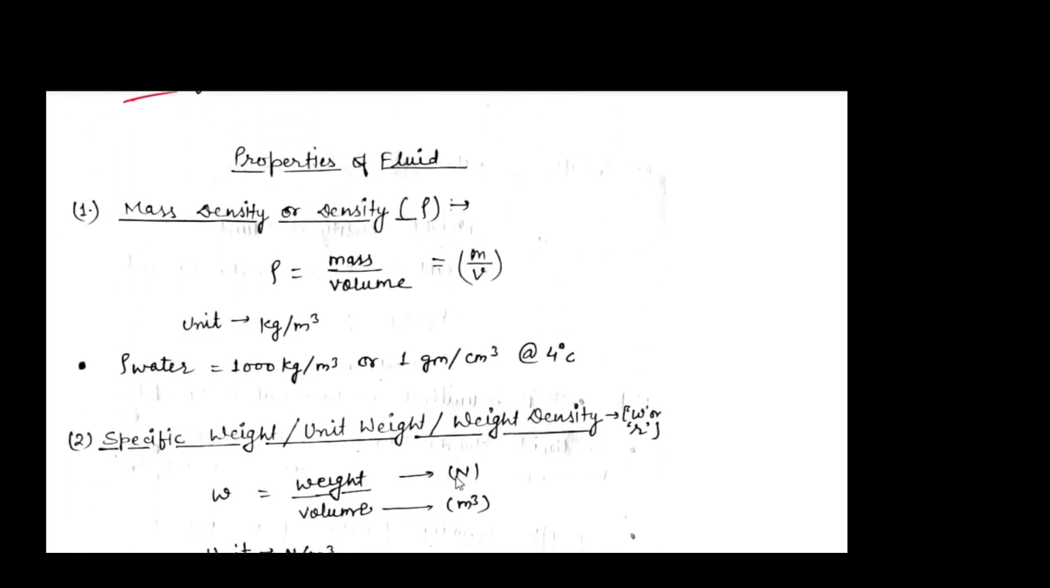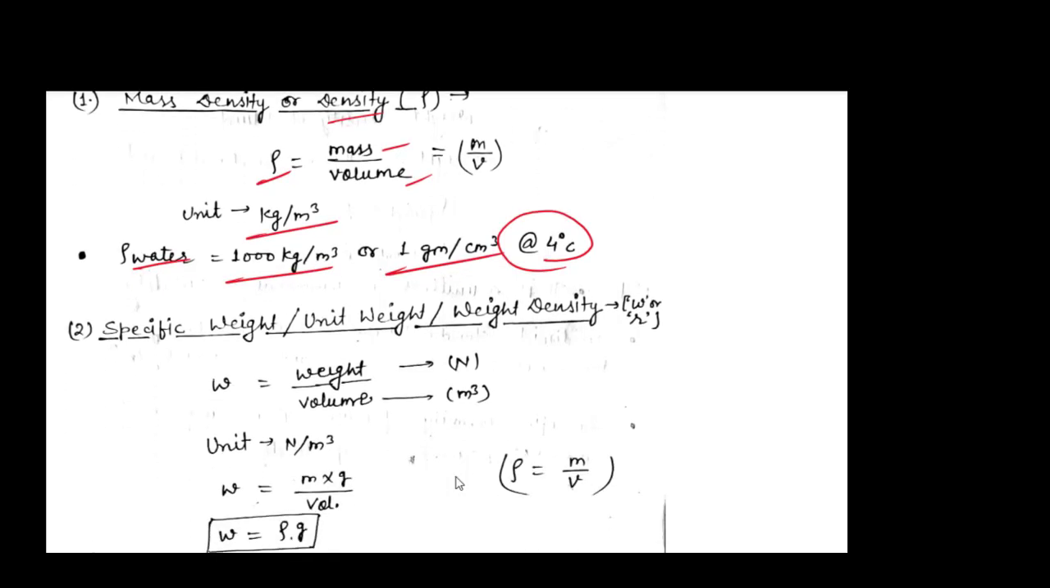The first property of fluid is mass density, also known as density, which is denoted by rho. Rho is given as mass upon volume. Its unit is kg per meter cube. The standard fluid whose density is known is water. Its density is 1000 kg per meter cube, or in the CGS system it is 1 gram per centimeter cube, at 4 degrees Celsius.